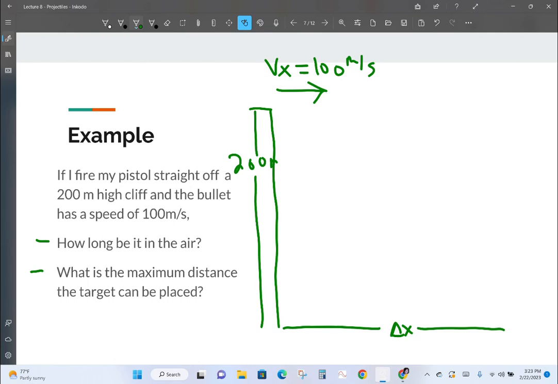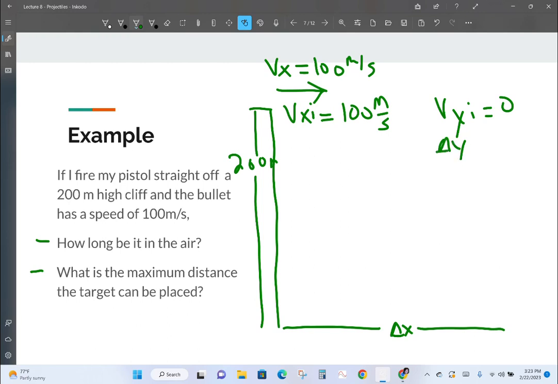So what determines how long it's in the air? Well, what determines it is how high it is, and that is a vertical quantity, right? So we need to evaluate this in terms of what's going on in the x direction, okay, and the y direction. So in the x direction, it has an initial speed and a speed all the time of 100 meters per second. But in the y direction, it starts from rest.